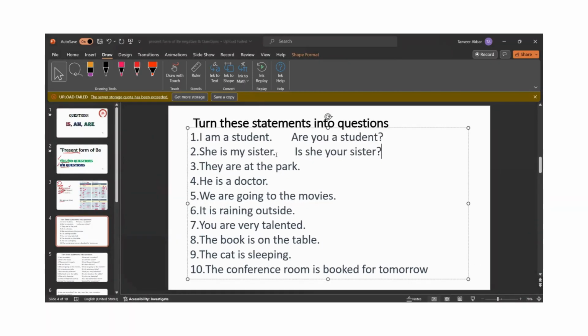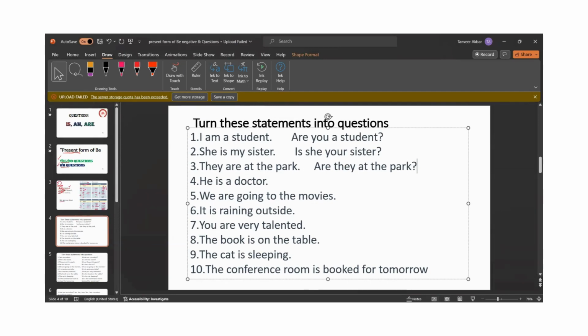The statement is, she is my sister. The question would be, is she your sister? They are at the park. That's the statement. How would we form the question? Are they at the park?